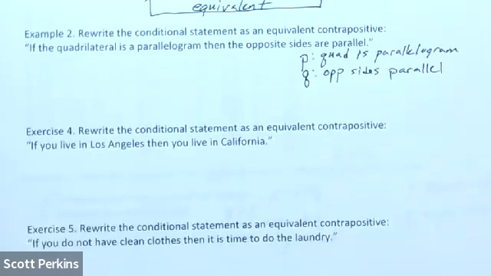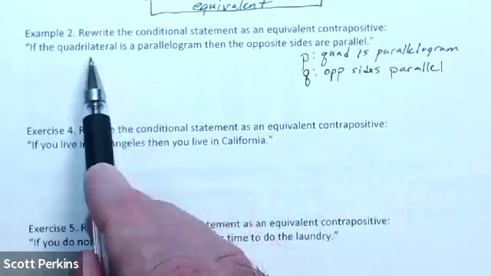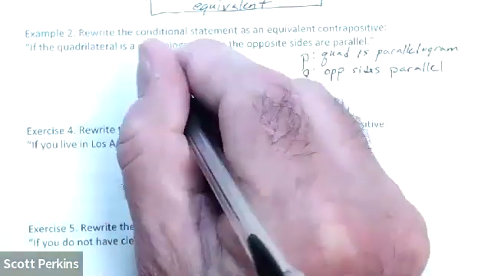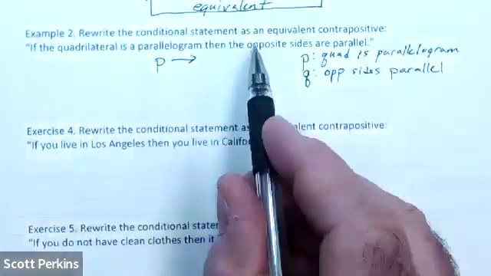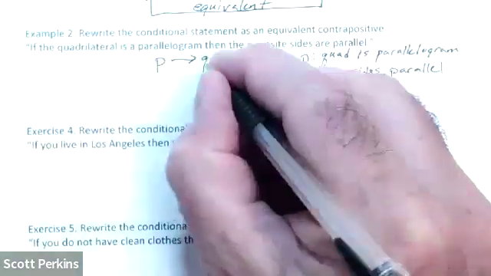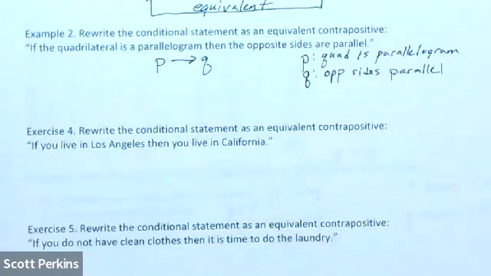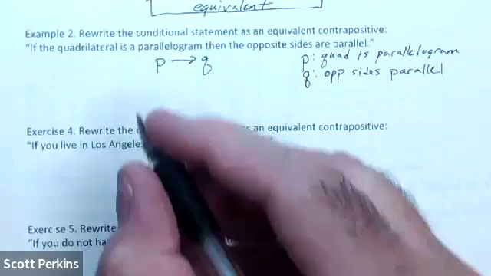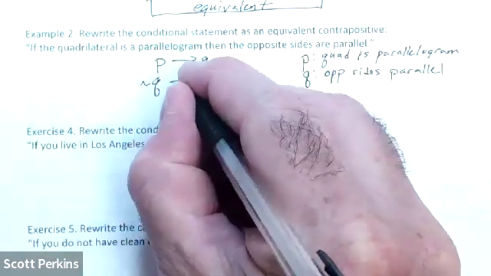Okay, so here goes. If the quadrilateral is a parallelogram, so that's P, then there's my arrow, opposite sides are parallel. That's Q. That's my statement. So now what I'm going to do is symbolically form the contrapositive. The contrapositive means what? What two things am I going to do? Tell me one thing. I'm going to negate both of them, and then I'm also going to flip the order. Yes. So it's going to be squiggly Q, then squiggly P.